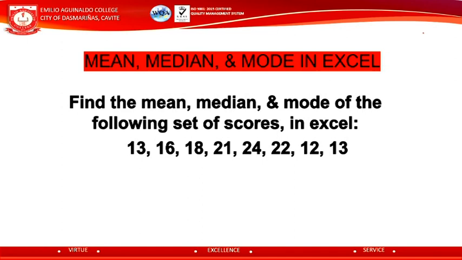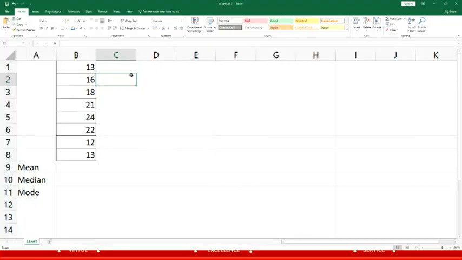Okay, now we're going to find the median, the mean, and the mode using Microsoft Excel. Find the mean, median, and mode of the following set of scores in Excel: 13, 16, 18, 21, 24, 22, 12, and 13. You may pause the video for a while and type these values in Microsoft Excel. These are the values that we have seen in our problem earlier, and I have just opened my Microsoft Excel so that I can show you how it works.